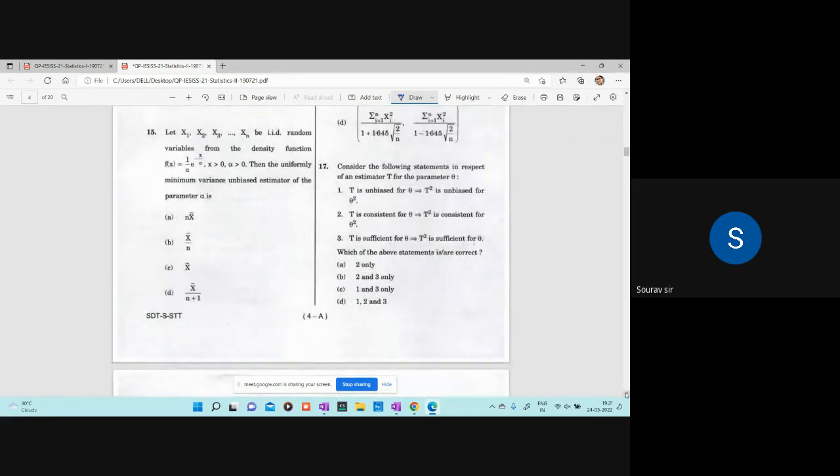Okay, let's go for question number 15. Let x1, x2, ..., xn be IID random variables with density function this, where alpha is greater than 0 and x ranges from 0 to infinity. Obviously, you can see this is an exponential function. The uniformly minimum variance unbiased estimator of the parameter alpha is... So they are asking for the UMVUE. Can you figure out what the UMVUE is?